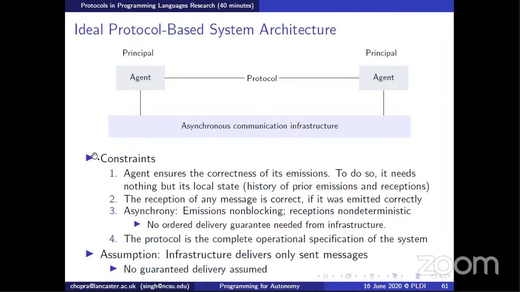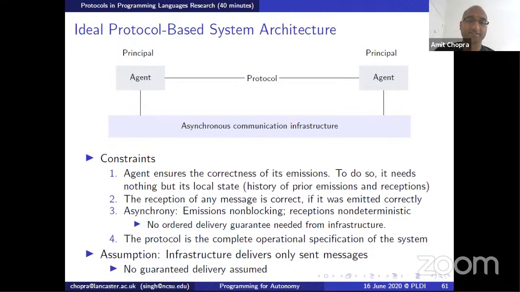So let us review an ideal protocol-based system architecture. We have agents who are owned by and represent different principals, and they're communicating via protocol. What are the constraints that such an architecture should obey, and what are the assumptions that we need to make about the environment? The first constraint is that the agent ensures the correctness of its emissions. And to ensure the correctness of its emissions, it needs nothing but its own local state, which is the history of its prior emissions and receptions.